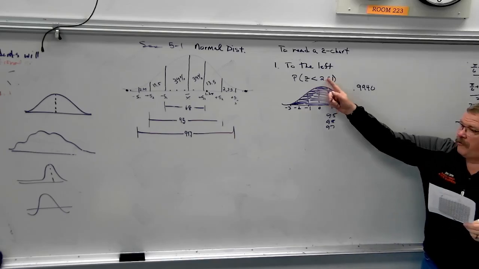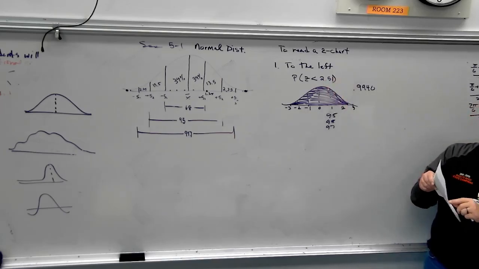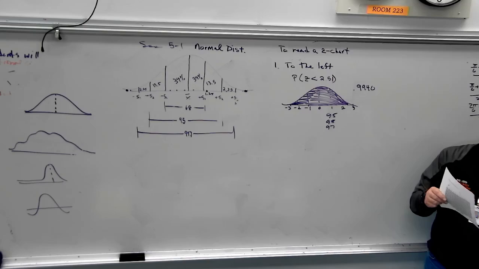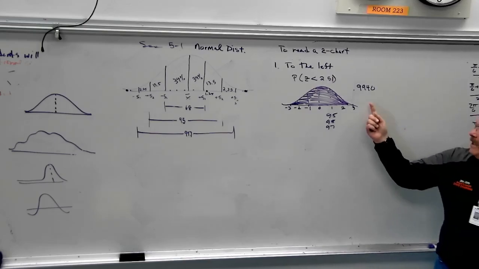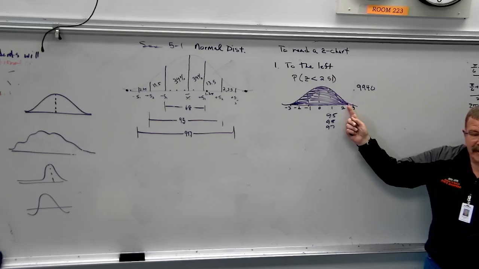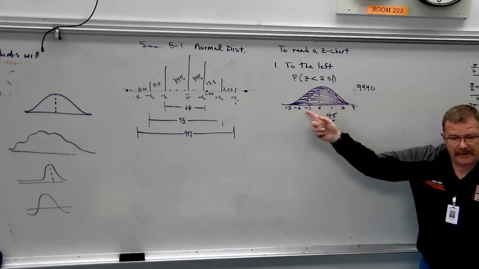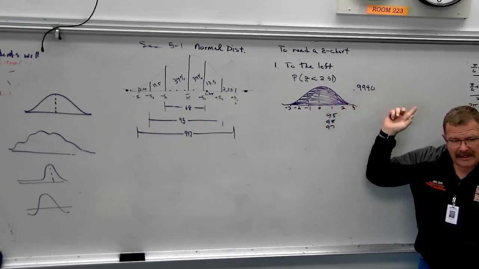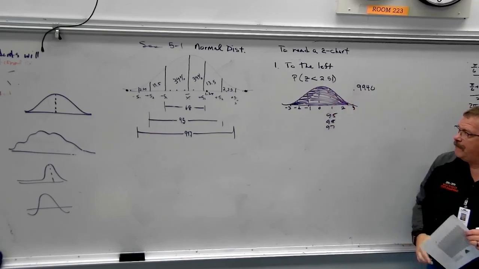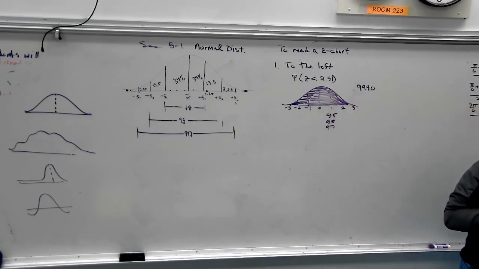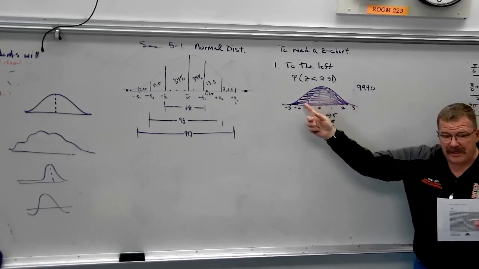Okay, so I want to make sure before we go on that you're getting this. Go to 2.5 down the left-hand column, and then scroll over until you get to 01. That's 2.51, 9940. So you're telling me this: 99.4% of this graph is shaded. Okay, that makes sense according to my graph, right? It looks like it's about 99% shaded. That's a probability, a 99% chance of this happening, because look how much of it's shaded.